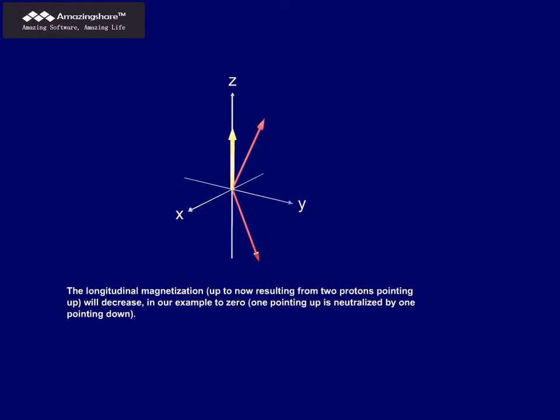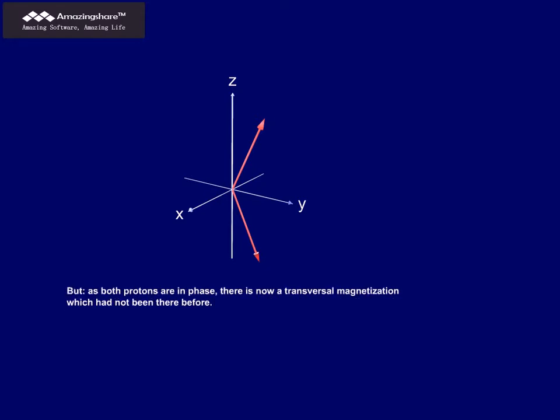The longitudinal magnetization, up to now resulting from 2 protons pointing up, will decrease. In our example, to 0. 1 pointing up is neutralized by 1 pointing down. But, as both protons are in phase, there is a new transversal magnetization which had not been there before.